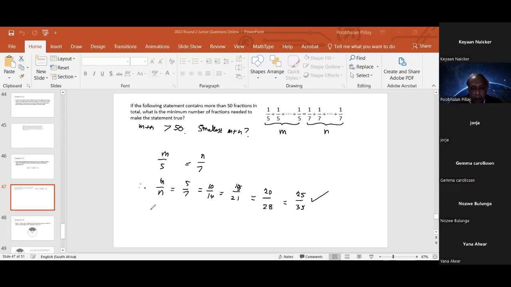So therefore, your m plus n, the first one which is bigger than 50, is that one. And it must be 25 plus 35, which is 60. So that's the answer to this problem. The minimum number of fractions needed to make the statement true is m plus n, and that is 60.